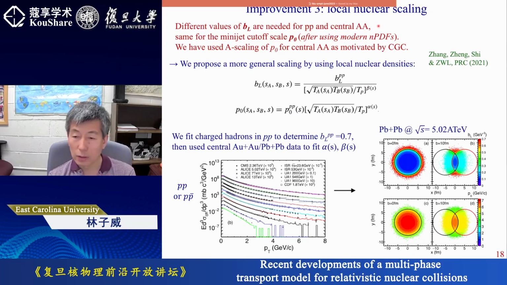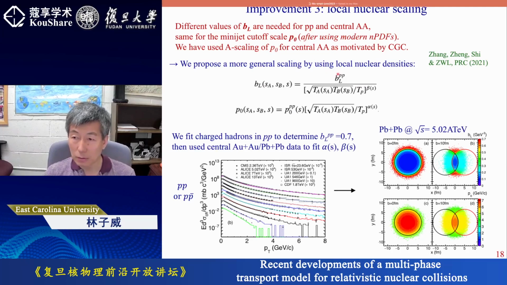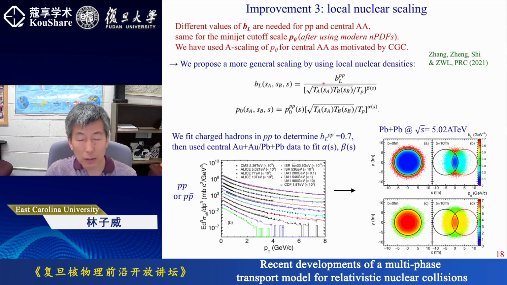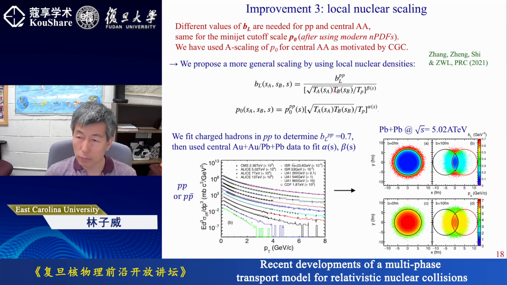So to have a self-consistent picture, we introduce this scale called the local nuclear scale, because we scale these two parameters according to local nuclear densities in the overlap region. And the densities are given by, there are two nuclei, right? And they overlap. So in the overlap region, at any point in space, you can evaluate the nuclear thickness functions T_A and T_B from the two nuclei.